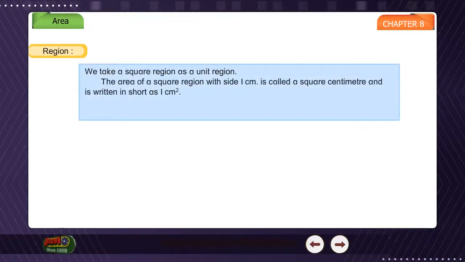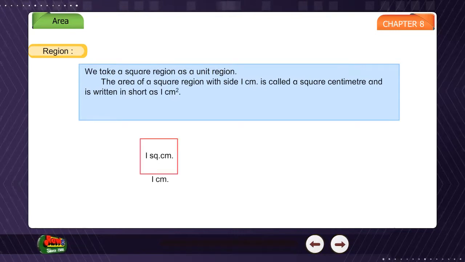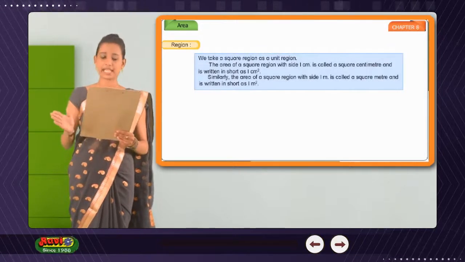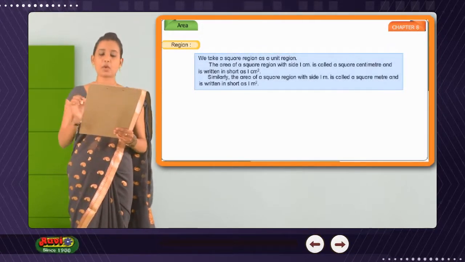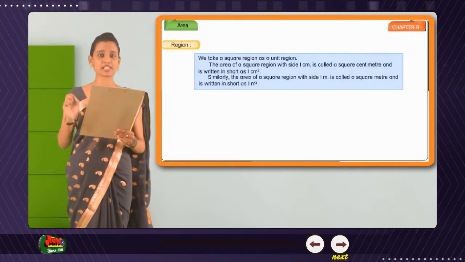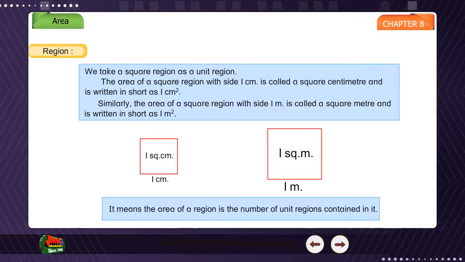We take a square region as a unit region. The area of a square region with side 1 cm is called a square centimeter and is written in short as 1 cm². Similarly, the area of a square region with side 1 meter is called a square meter and is written in short as 1 m². It means that the area of a region is the number of unit regions contained in it.